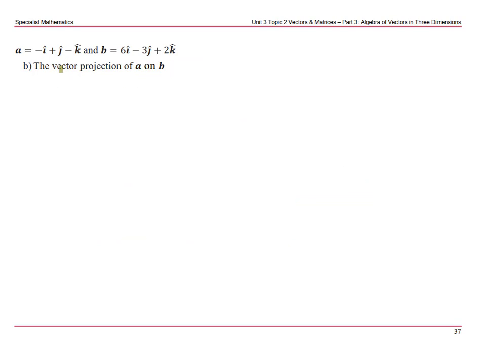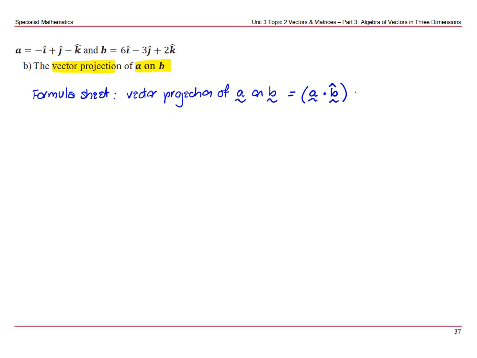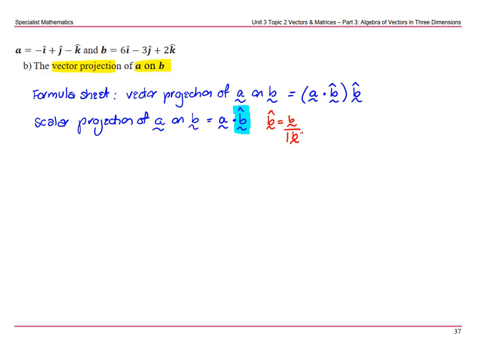Part B, now we're looking at the vector projection of A on B. So from our formula sheet, the vector projection of A on B is equal to the dot product between A and the unit vector of B times by the unit vector of B. Now the scalar projection of A on B is equal to the dot product between A and the unit vector of B, replacing this unit vector of B with B over the magnitude of B. We get dot product between A and B all over the magnitude of B.